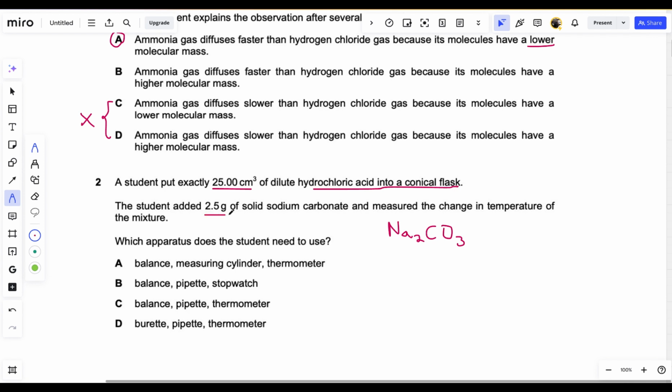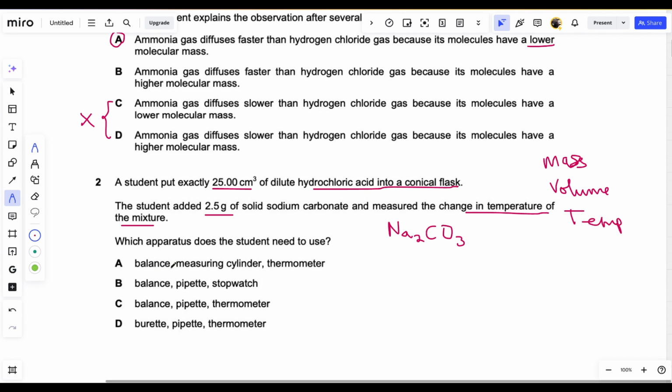Remember, you've heard of mass, volume, and temperature. You think of which instrument is used for measuring mass, which instrument the student will use for measuring volume, and you've heard of temperature. I think he measured the change in temperature of the mixture. So you also think which instrument is used for measuring temperature. If you can find the instrument for measuring these parameters, then I think you'll be good to go. Is it A, balance?